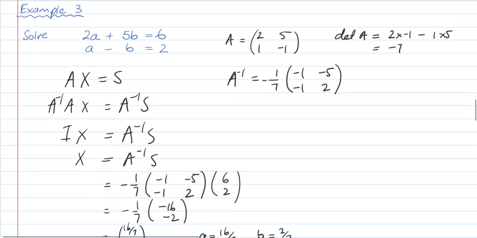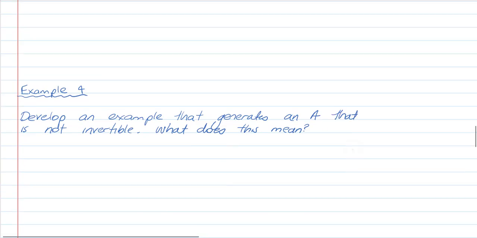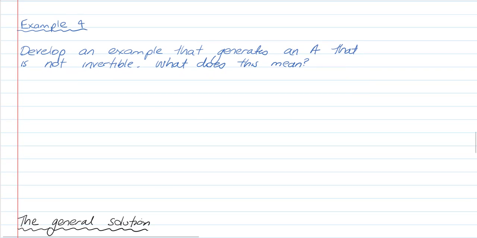Let's have a quick run through example 4. Now, I almost didn't put this in a video, but decided it's worth talking about. But I want you to understand, again, this is a little bit tricky, and if you haven't taken the time to consolidate from the example 3 methods, maybe this won't make too much sense. But we're linking back to the start of the video where we have 0, 1, or an infinite number of solutions. So we're talking about developing an example that generates an A that is not invertible.